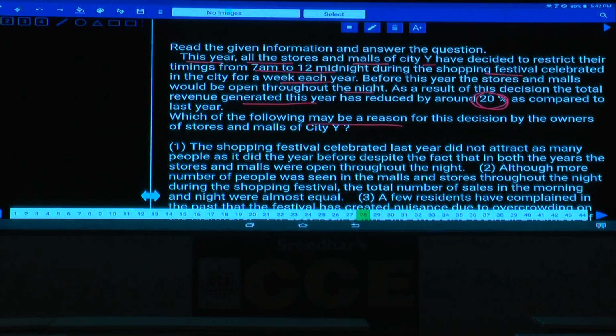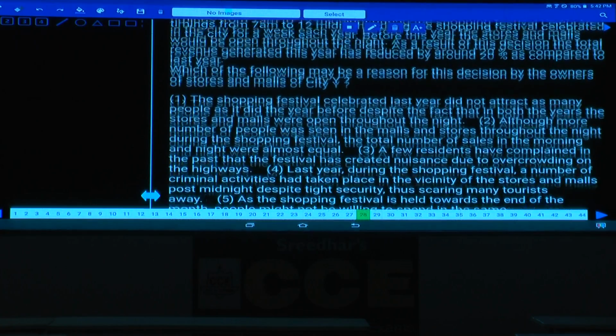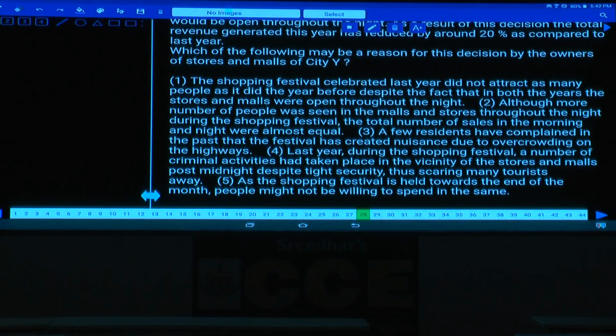Then the first option: the shopping festival celebrated last year did not attract as many people as it did the year before, despite the fact that in both years the stores were open throughout the night. Tell me, is this the reason? No. Because this one compares the previous years, but what happened last year? Last year was more than this one.